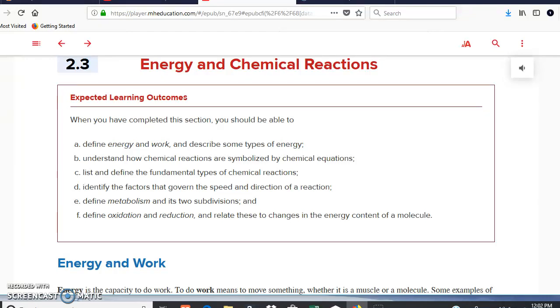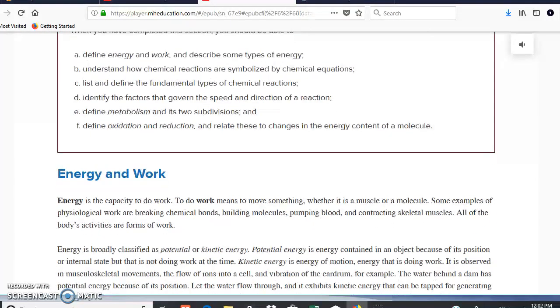Okay, the next topic is energy and chemical reactions. As you can see in there, we have energy and work. Energy is the capacity to do work, and work means moving something, such as, for example, a molecule or a muscle. Okay, so then there are different kinds of energy.